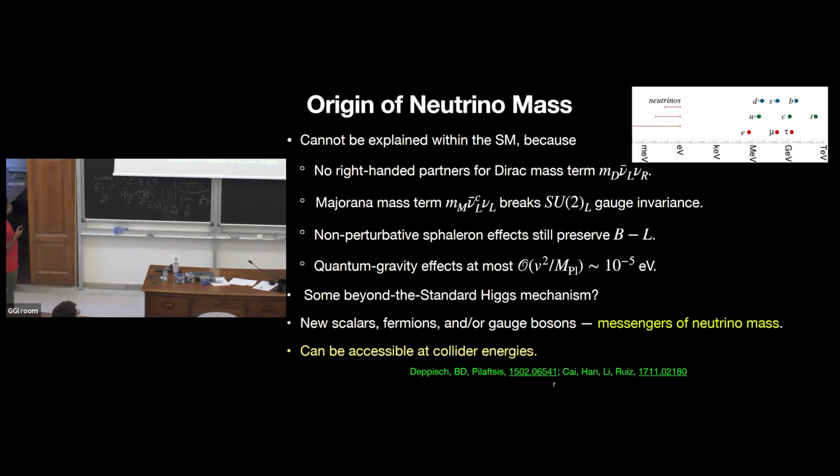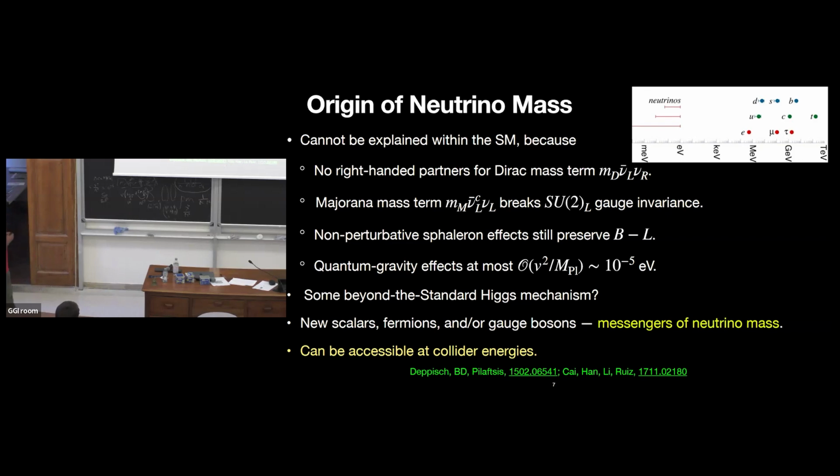Okay, so just as a reminder, we cannot explain the neutrino mass in the standard model because of various things. The first thing is that we do not have a right-handed partner, so we cannot write a Dirac mass term, as simple as that. And then you also cannot write a Majorana mass term within the standard model gauge group and particle content, because the neutrino is in a left-handed doublet. If you write a Majorana mass term, it transforms as a triplet, which breaks SU(2) invariance. So this is true to all orders in perturbation theory.